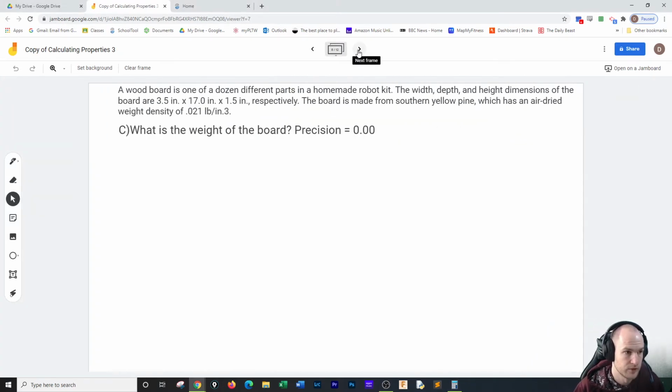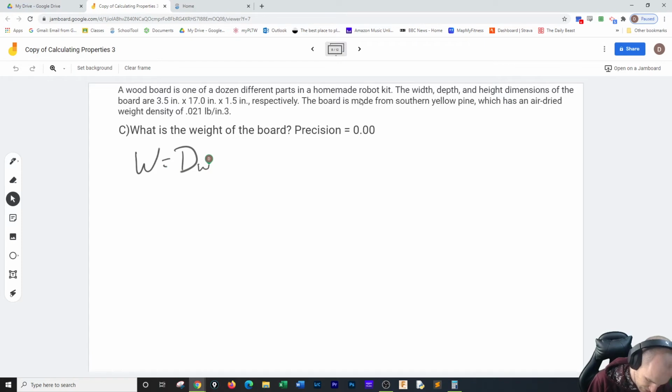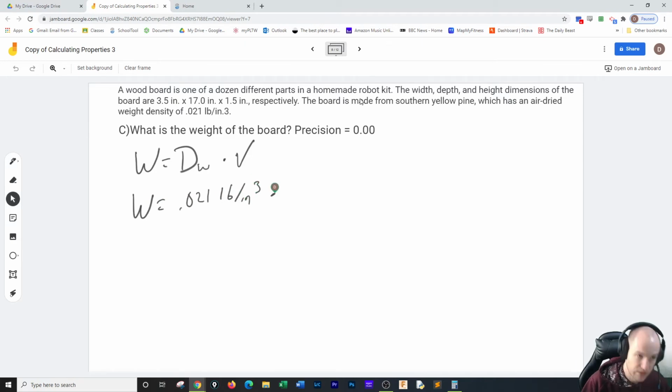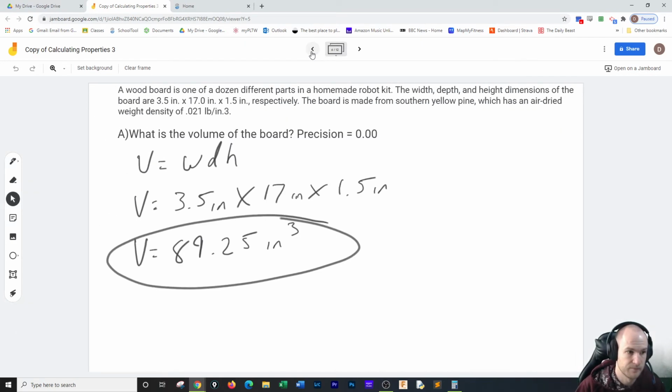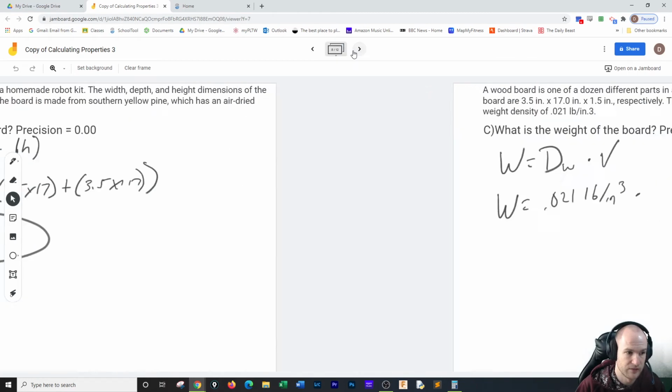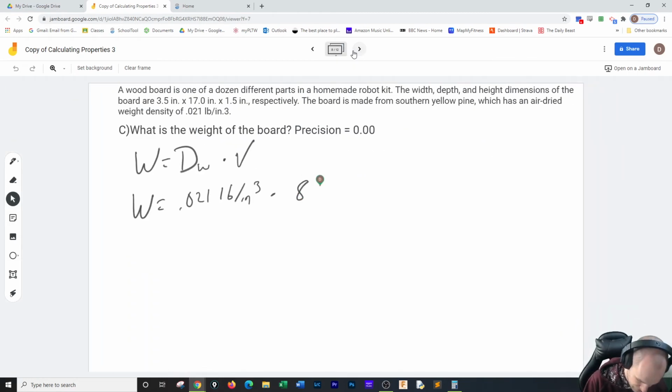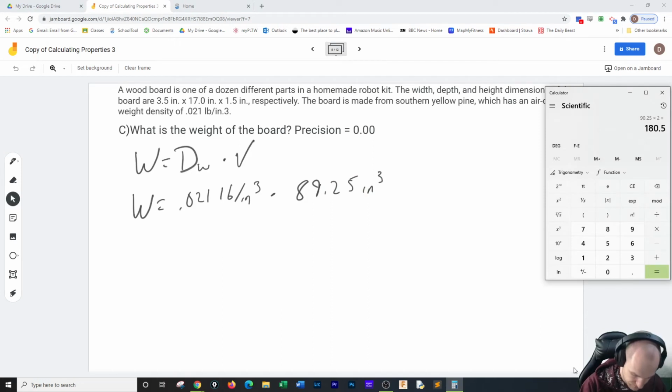All right, here we go. What is the weight of the board? So weight equals density weight times volume. Weight equals density weight of 0.021 pounds per inches cubed times 89.25 inches cubed. And let's put this in the calculator.